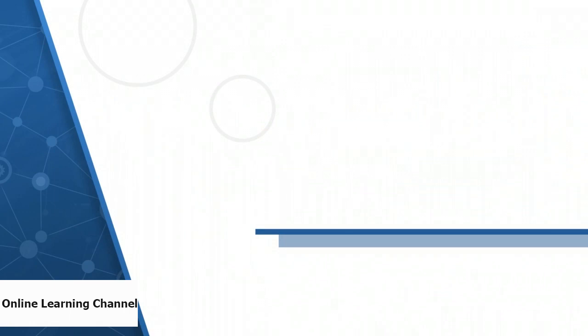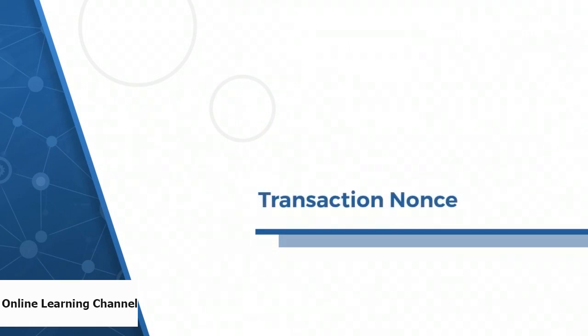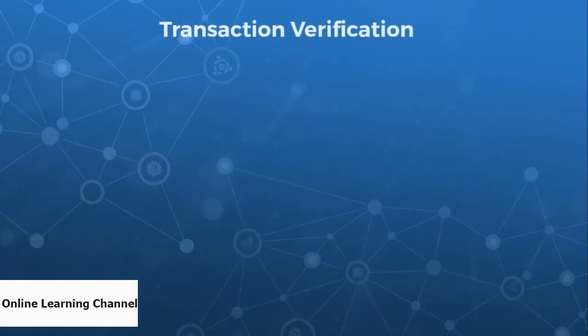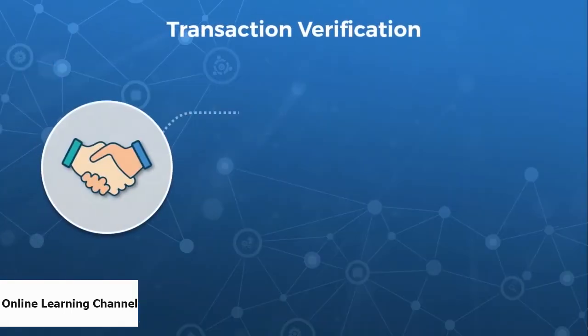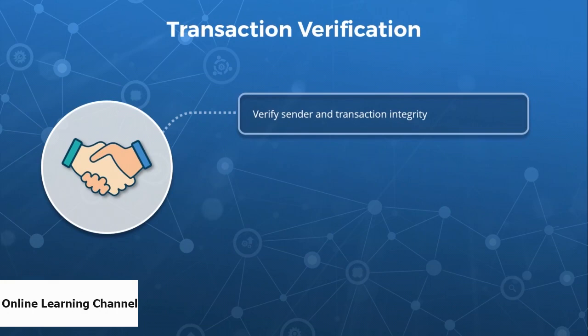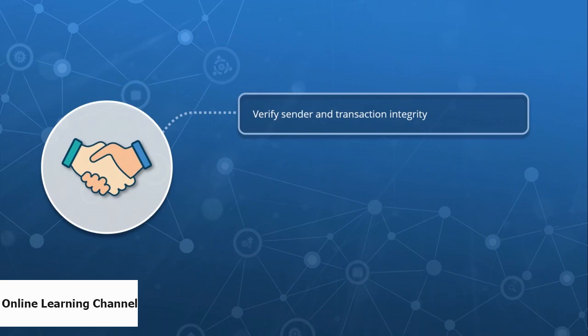We now continue zooming in on each of the steps involved in transaction verification on the Ethereum network. The last step we will be taking a look at is verifying the transaction nonce. Previously in this course, we took a look at how we can verify the identity of the transaction sender and then also confirm the integrity of the transaction itself by using digital signatures.